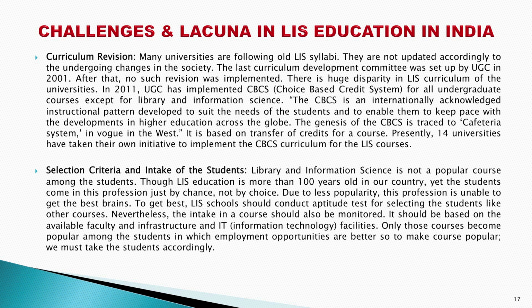Selection criteria and intake of students. Library and information science is not a popular course among the students. Though LIS education is more than 100 years old in our country, the students come to the profession by chance, not by choice. Due to less popularity, the profession is unable to get the best brains. To get the best brains, LIS schools should conduct aptitude tests for selecting students like other courses.